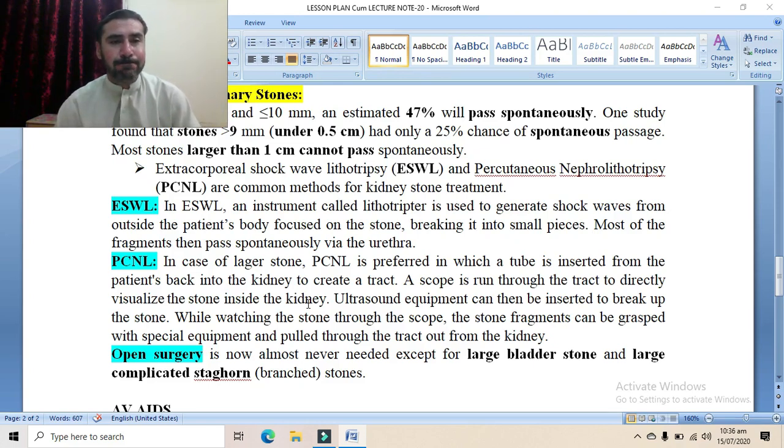Open surgery is very rarely performed nowadays, but it is performed in those cases when there are very large bladder stones, or complicated staghorn stones, branch stones, which cannot be removed through the other two procedures, ESWL and PCNL. In that case, open surgery is performed, in which the body is opened, the kidney is visualized, the stone is located, and it is physically removed from the body.